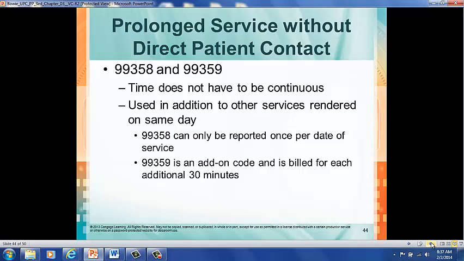These codes are used in addition to other services rendered on the same day, but they may be used only once per date of service. They are typically used when there is extensive extra work regarding a review of records or communicating with family members, specialists, or other healthcare professionals.